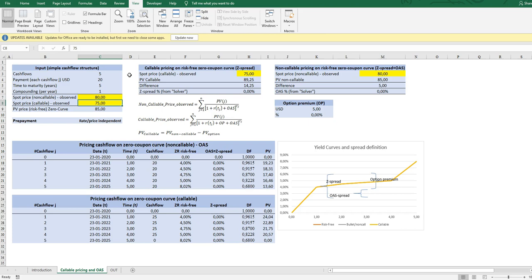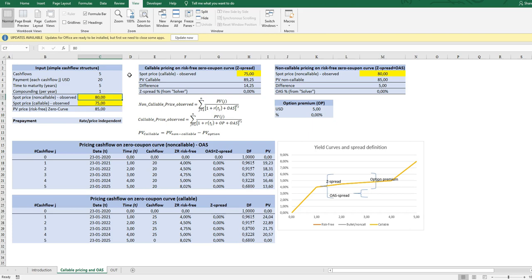On the other hand, with this prepayment option, this optionality to prepay the notional amount earlier than required or scheduled in the initial cash flow structure, the price is 75. If we price this cash flow on the government bond risk-free curve with zero coupon yields, it's 85. So obviously already now we can see that there is a discount on 80 here compared to 85.